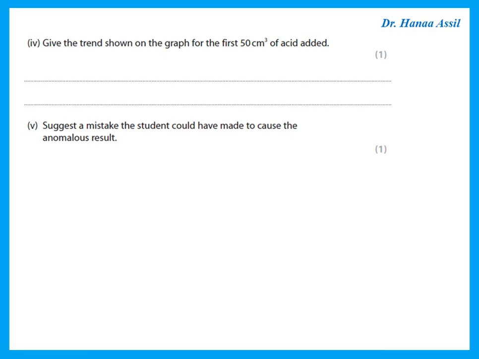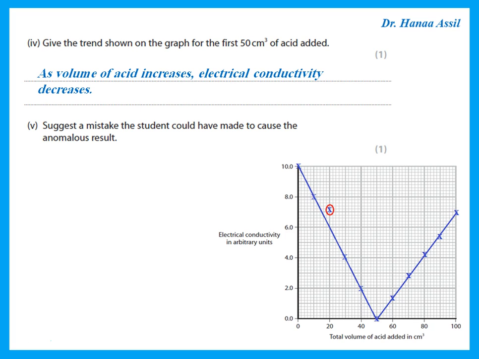Give the trend shown on the graph for the first 50 cm³ of acid. If you notice, for the first 50 cm³ of acid, as the volume of acid increases, the electrical conductivity decreases. This was the graph that we had. For the first 50 cm³ of acid, so down there, total volume of acid from 0 to 50, as I increase the volume of acid, the electrical conductivity decreases.